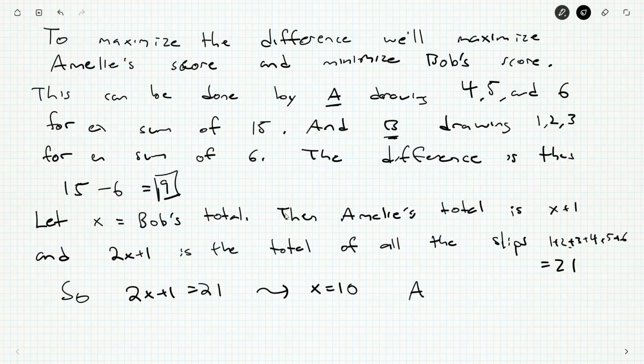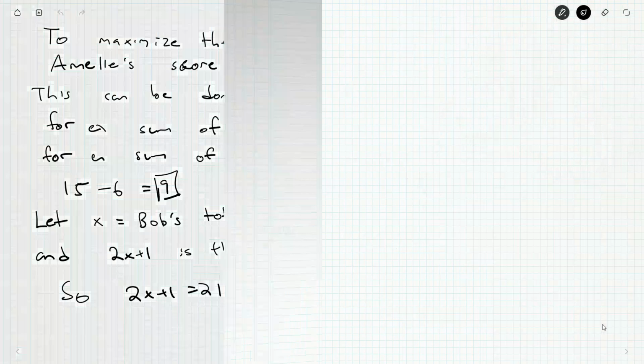Amelie's total is 11. As soon as I can make her total be 11, we know the sum of all the slips is 21. Bob's will have to be 10. So we ask ourselves, how can I make Amelie's total 11? And there's not really a prescribed way we should go about doing this.